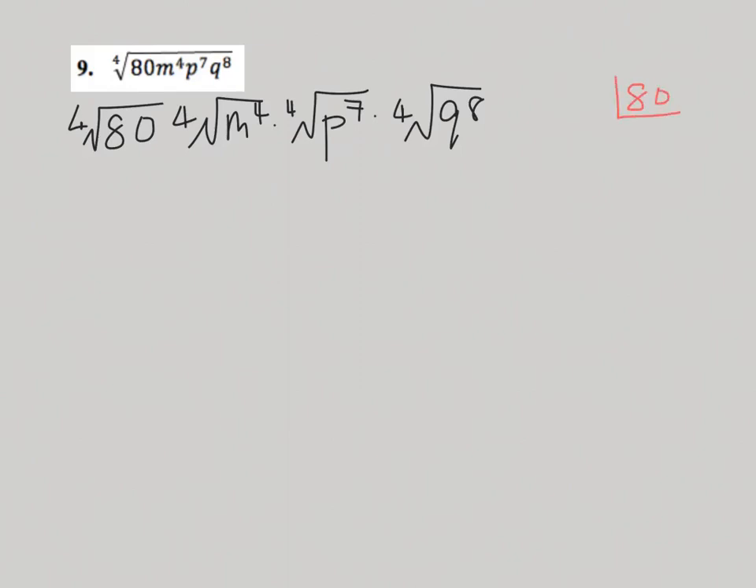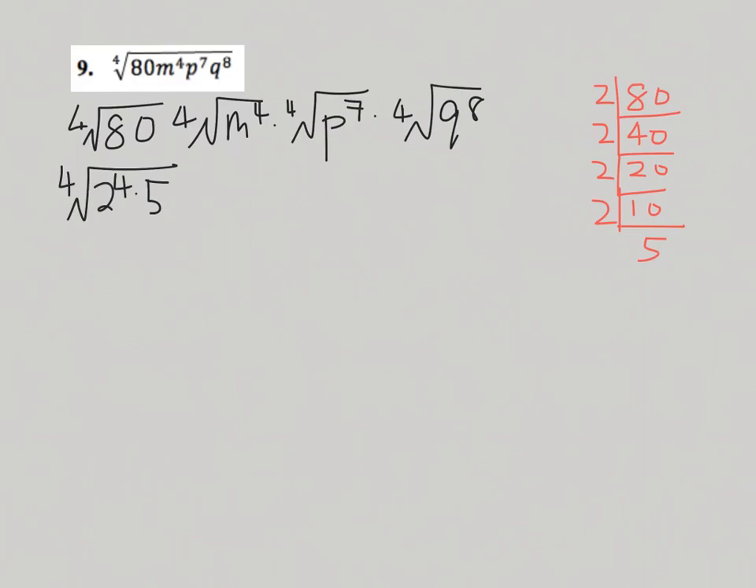So 80 we know is divisible by 2, and I'll get 40. And 40 is divisible by 2, I get 20. And 20 is divisible by 2, I get 10. And 10 is divisible by 2 to give me 5. So 80 can be written as 2 to the fourth times 5. And the fourth root of m to the fourth would be m. And in this case, I would have to put the absolute value sign because we are looking at only the positive value of m.